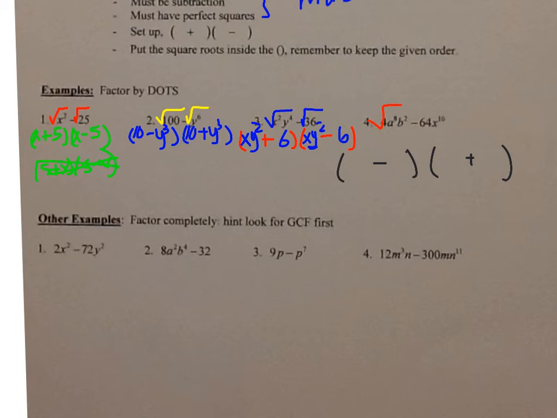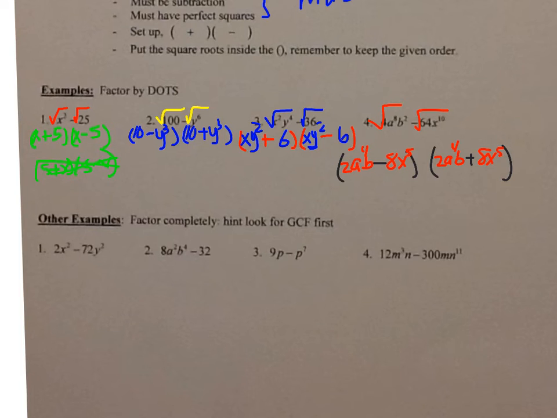Okay, so the square roots. The square root of 4 is 2, so each one gets a 2. The square root of a to the 8th is a to the 4th. And the square root of b squared is b. The square root of 64 is 8. And the square root of x to the 10th is x to the 5th.